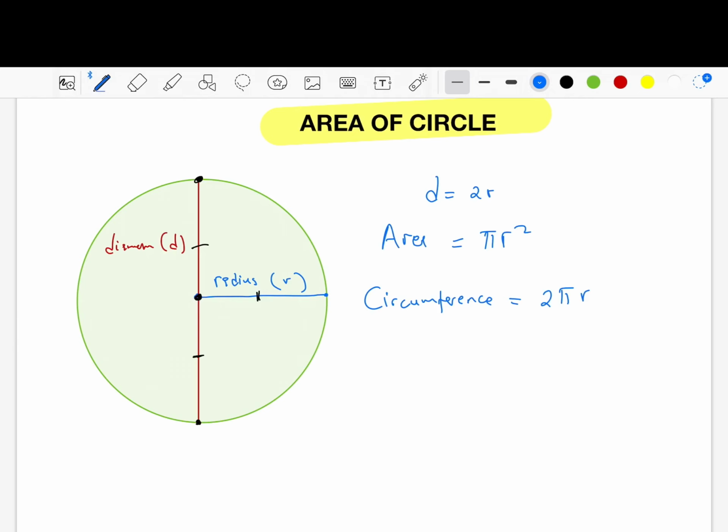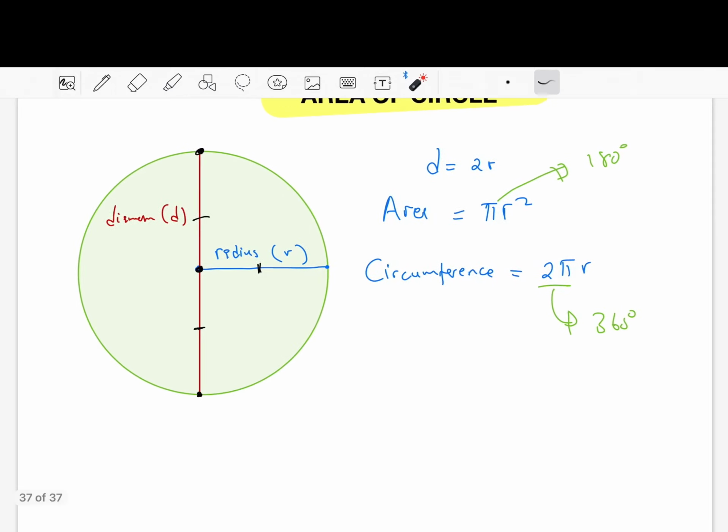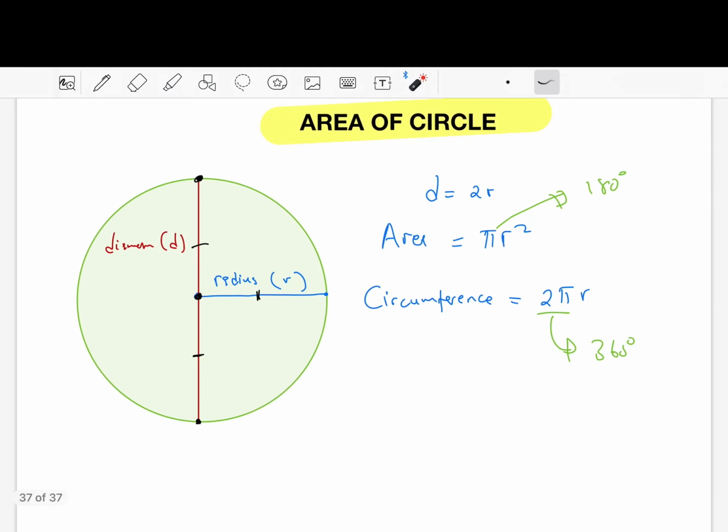And again, I mentioned that you can think of pi as 180 degrees. Make sense? And so 2 pi is 360 degrees, because you're looking at a rotation of 360 degrees. But we'll talk about that later on. Don't worry. Just stay tuned and check out the videos around the circle.